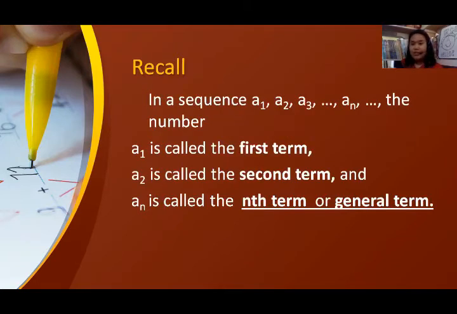So, in a number sequence, we have terms. And terms are denoted as A sub n for any term. For the first term, we have, of course, A sub 1. The second term will be A sub 2. And the third term will be A sub 3. At the end of this number sequence, we have A sub n. So, A sub n represents the last term of the number sequence. Or, it is often called the general term. Pag general term naman, binibigay yung pinaka-formula ng sequence na meron tayo.